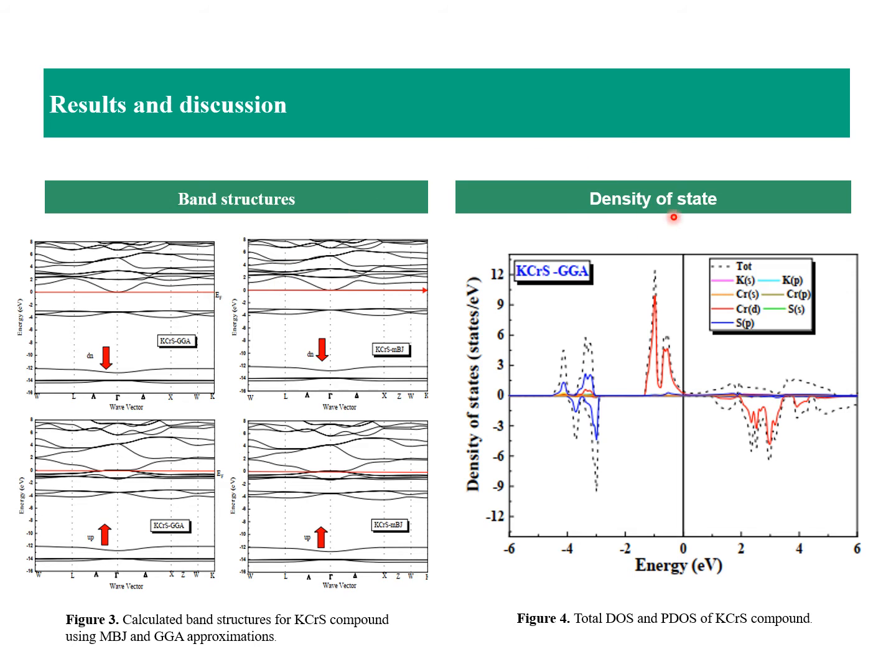On the other hand, we have the density of states. Using the GGA approximation, we can see that the d orbital of the chromium atom is the main contribution here. It has a large contribution compared to the other orbitals of the other atoms.